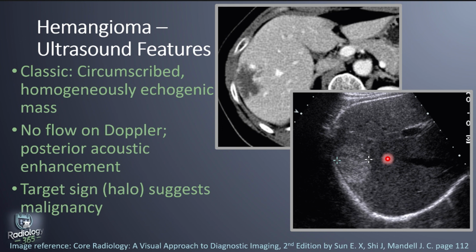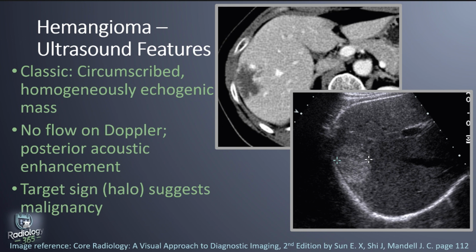Posterior acoustic enhancement may be present. A hypoechoic halo or a target sign really should never be seen. This finding suggests malignancy. Ultrasound appearance of a hemangioma can be confusing in a patient with underlying fatty liver and may appear relatively hypoechoic compared to the background liver, because the liver gets brighter when it's fatty on ultrasound. And so although a hemangioma is a hyperechoic lesion, the liver may be brighter than it, and so the hemangioma would appear darker in a fatty liver.